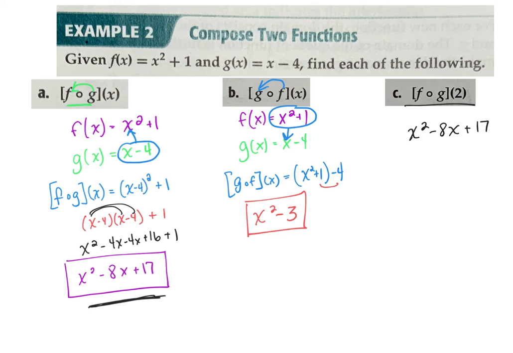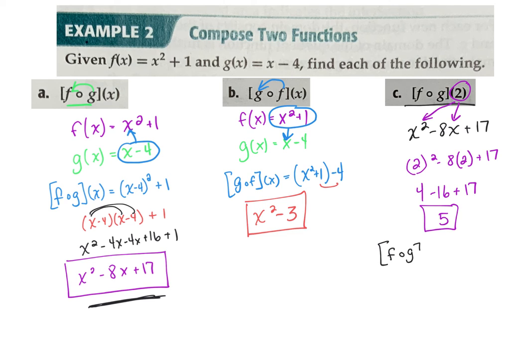So all we have to do here is plug the 2 in to every single x. So we're going to say 2 squared minus 8 times 2 plus 17. So 4 minus 16 plus 17, well, that is 5. All right? Now there's another way to do this one. I'm going to show you really quickly.